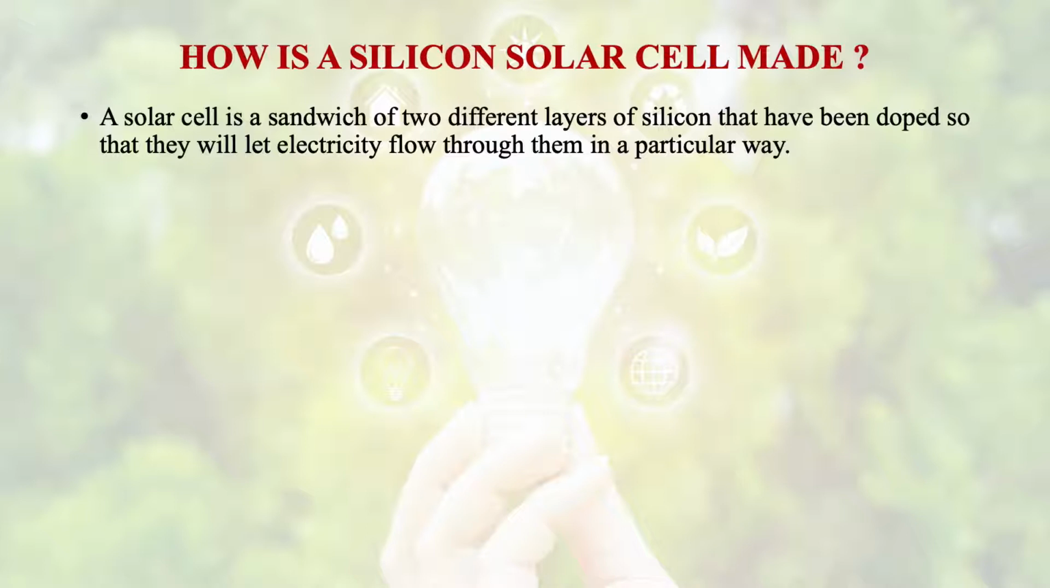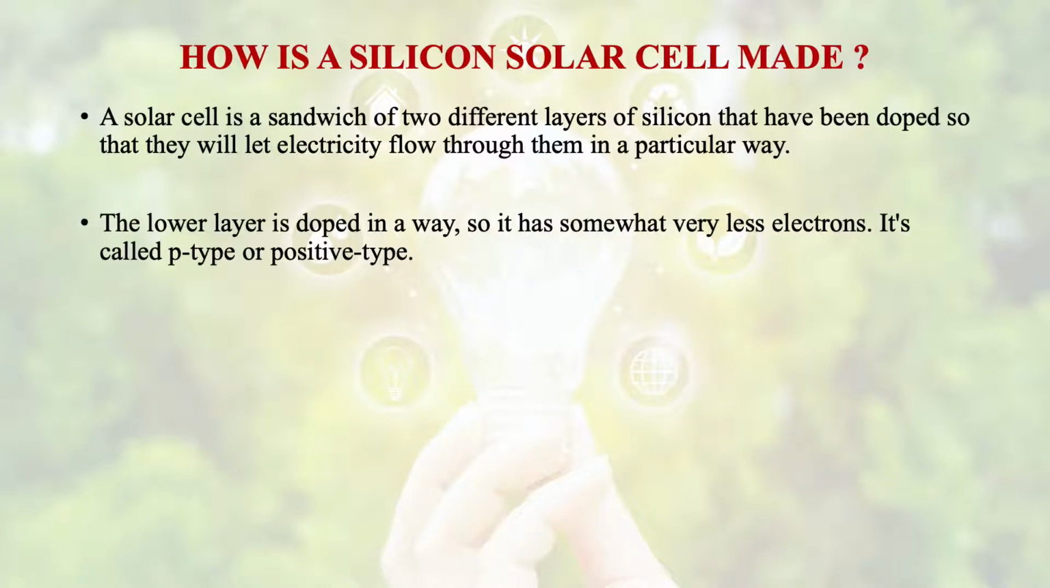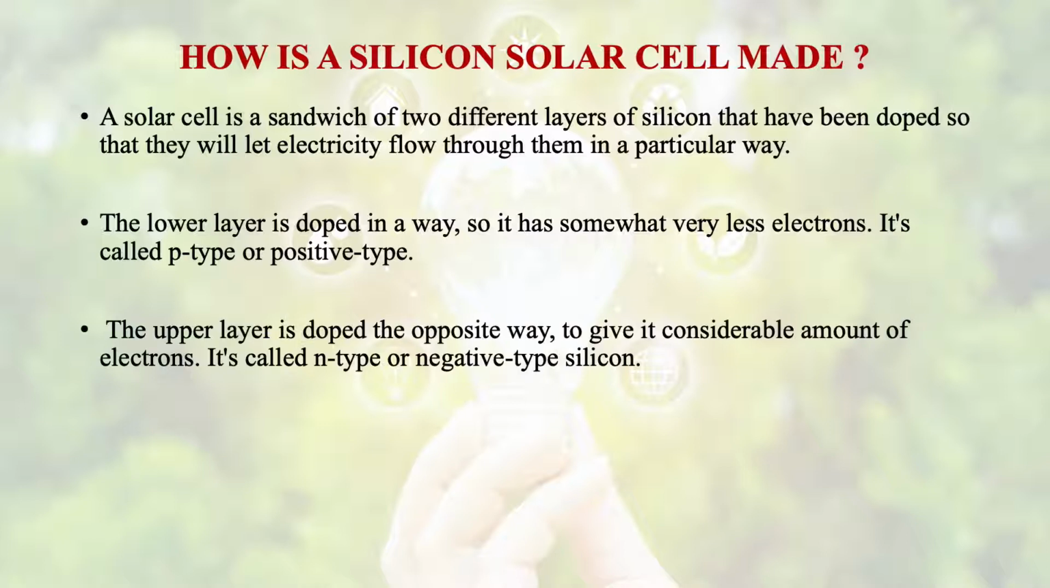How is a silicon solar cell made? A solar cell is a sandwich of two different layers of silicon. Silicon is a semiconductor material that has been doped so that it will let electricity flow through it in a particular way. The lower layer of this silicon is doped in a way so it has very few electrons. It's called p-type or positive type. The upper layer is doped in the opposite way to give a considerable amount of electrons. It's called n-type or negative type silicon.